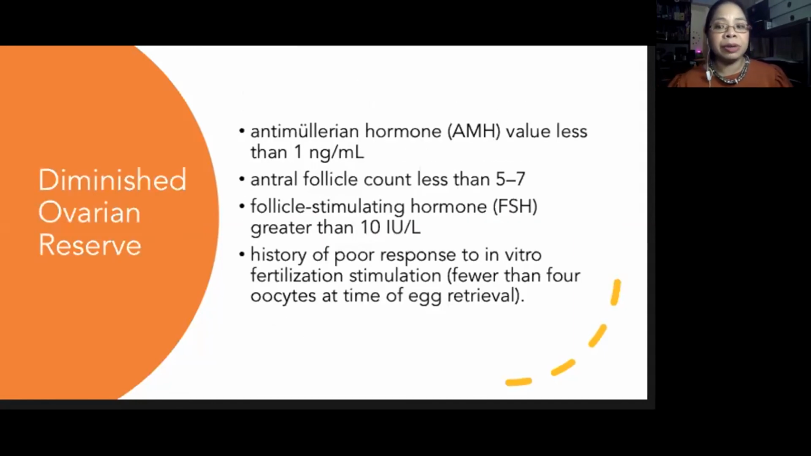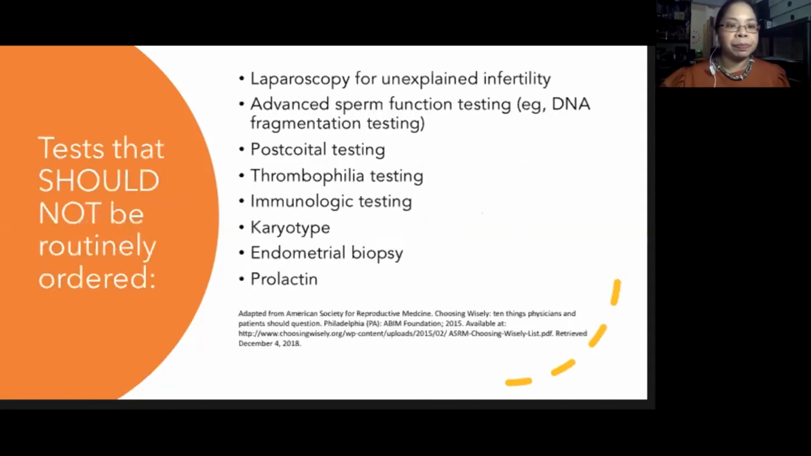The presence of decreased ovarian reserve predicts future response to ovarian stimulation. Although there are no definitive criteria for diminished ovarian reserve, the following values may be considered consistent with it: an anti-Mullerian hormone or AMH value less than 1 nanogram per ml, antral follicle count or AFC less than 5 to 7, FSH greater than 10 IU per liter, and history of poor response to in vitro fertilization stimulation with fewer than 4 oocytes at the time of egg retrieval.